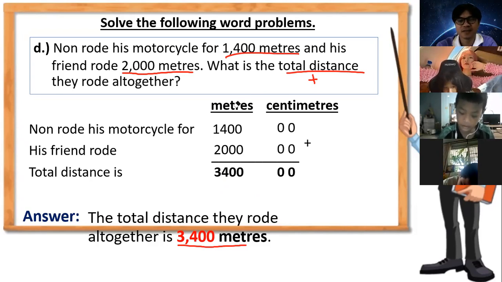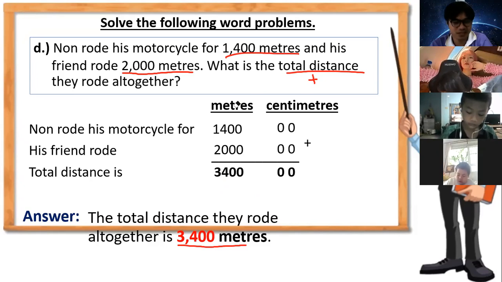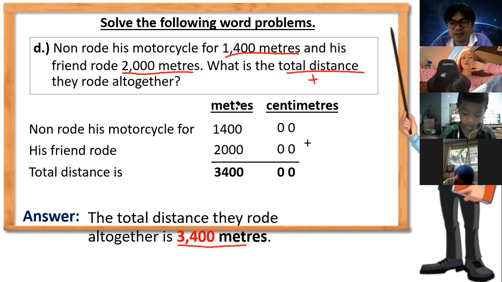So, do you have any questions? There are only 4 word problems in your book. Do you have clarifications? Questions? No questions? Okay. If no question, it means you understand the lesson here.